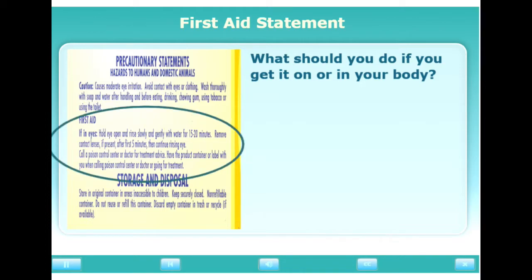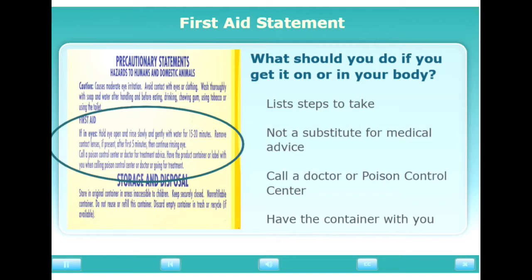The first aid statement tells you what steps to take if you get the pesticide product on or in your body. If swallowing or inhaling the product or getting it in your eyes or on your skin could be harmful, the label would give you first aid instructions. The instructions are not a substitute for medical advice or treatment. Always call a doctor or a poison control center for advice if you think pesticides made someone sick. When you call, try to have the pesticide container with you.